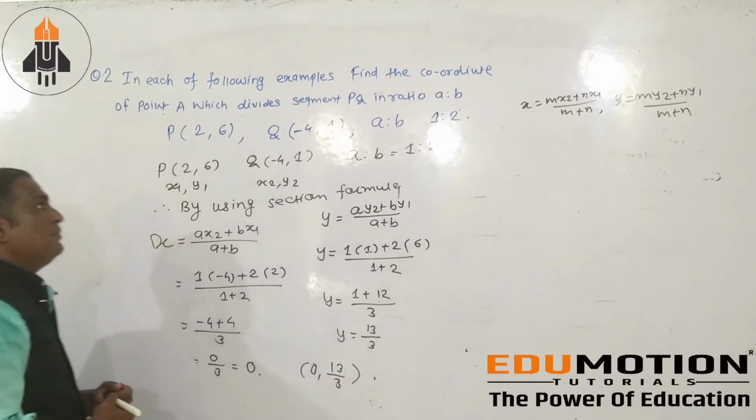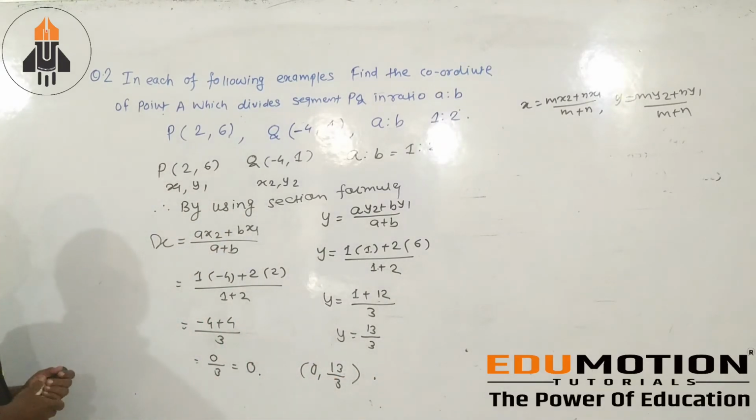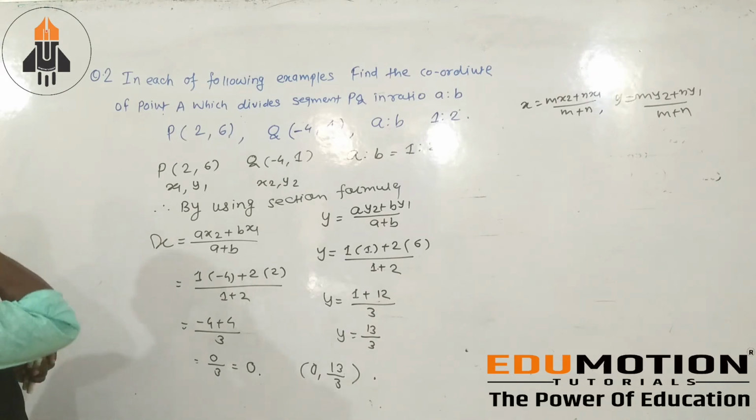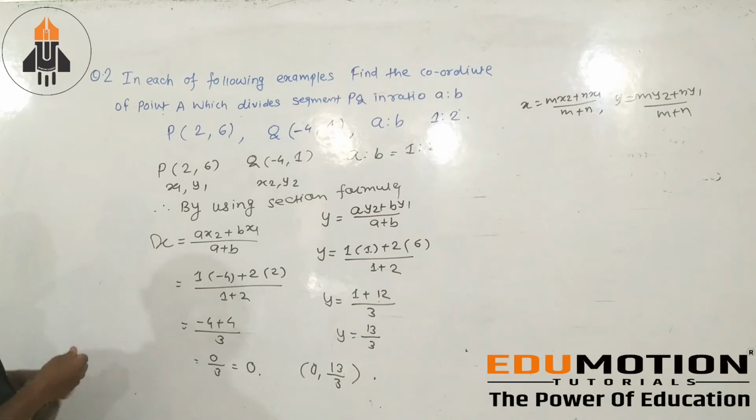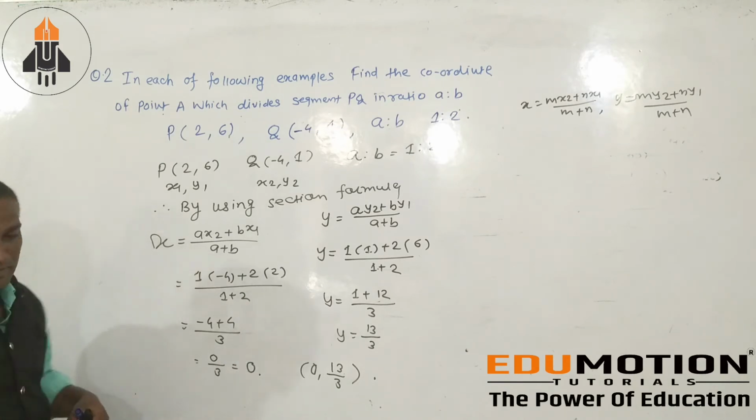Okay, the next question was: in each of the following examples find the coordinate of the point A which divides the line segment PQ in the ratio A is to B. In this, the value of P is given, the value of Q is given and A is to B is given. Then find this value.